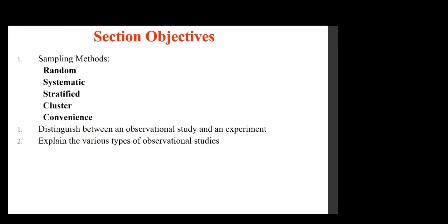And so we're going to look at sampling methods. In this section, there are other things involved. The main thing that we are concerned with is the sampling method. We may quickly cover other things. We don't have to worry about it too much. So there are different methods: random, systematic, stratified, cluster, and convenient sampling. We want to distinguish between observational study and experiment.